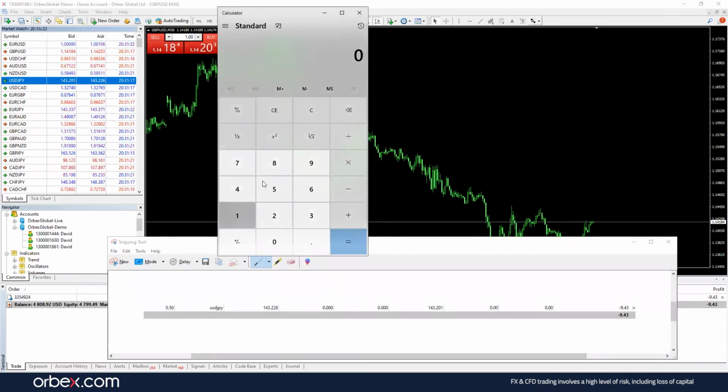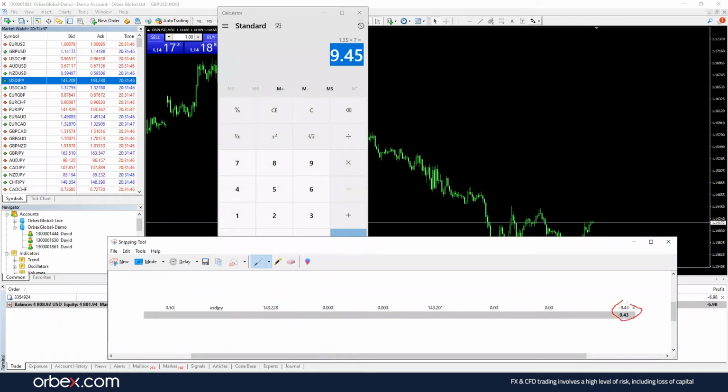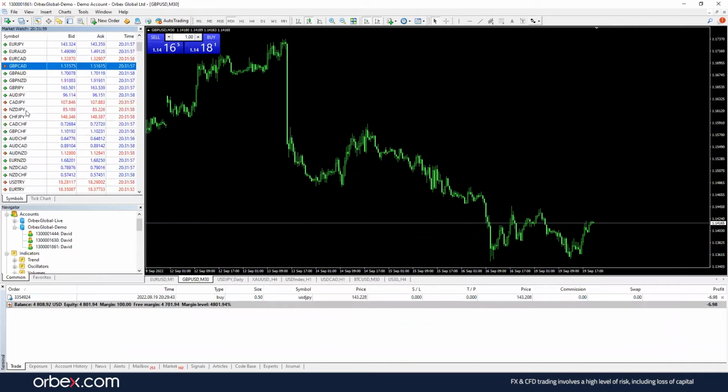So let's do this live one here, so it's a bit easier. 143.228 minus 143.201. So 2.7 pips, and then we multiply by the volume, which was 0.50, and then multiply that roughly by 7. So 9.45, and here we've got 9.43. As I said, it's a rough one because it was just below $7. It was 7.69 something. So as you can see, with Japanese yen pairs, this is how we calculate the profit and loss. So each currency pair that you're trading has a different calculation for the lot amount.